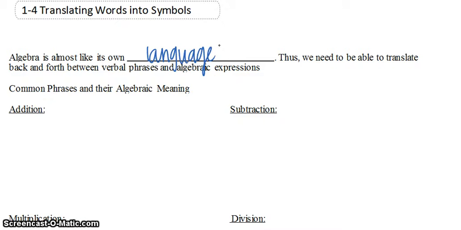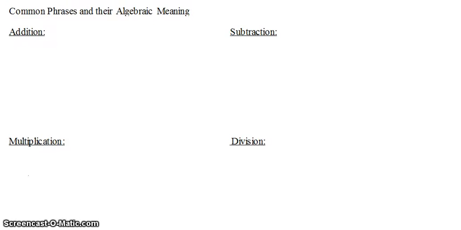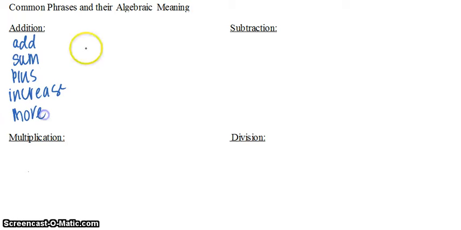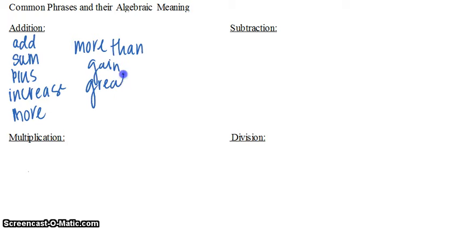So here are some common phrases and their algebraic meaning. I have the four divided up, and I can give you some common phrases that typically will link to what you need to do, what sign you need to use. Again, it's all put into context, but this gives you a good idea. So for addition, we have add, sum, which is the answer to an addition problem, plus, increase, more than, gain, and greater, to name a few.